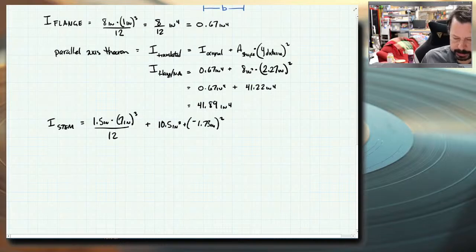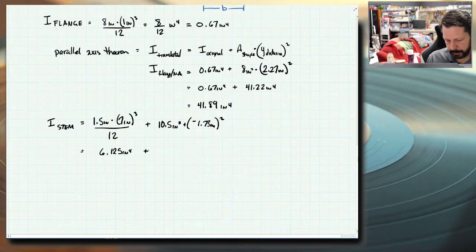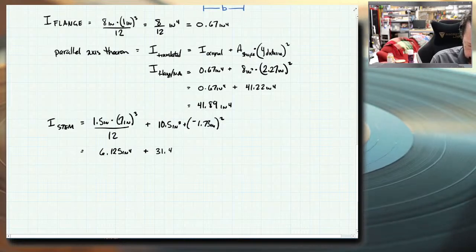So now we just have some math to do. So 7 cubed times 1.5 divided by 12. 6.125 inches to the fourth plus negative 1.73 squared, times 10.5, 31.43 inches to the fourth. So plus the 6.125, 37.55 inches to the fourth.